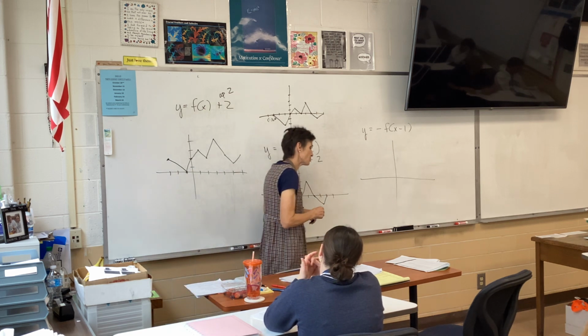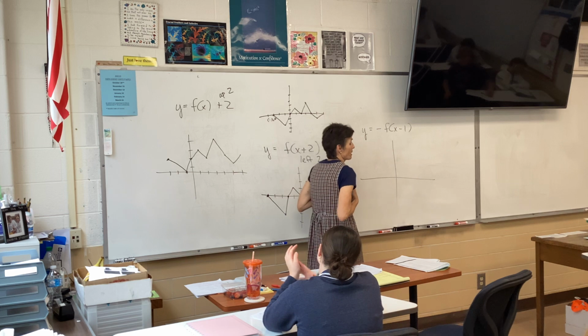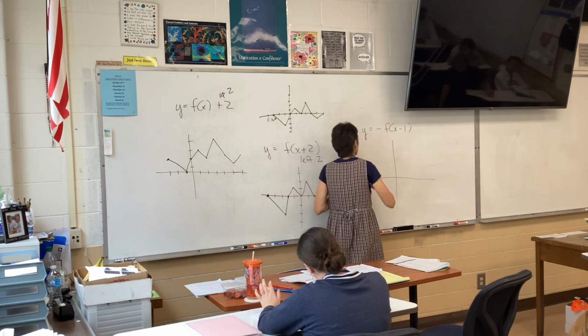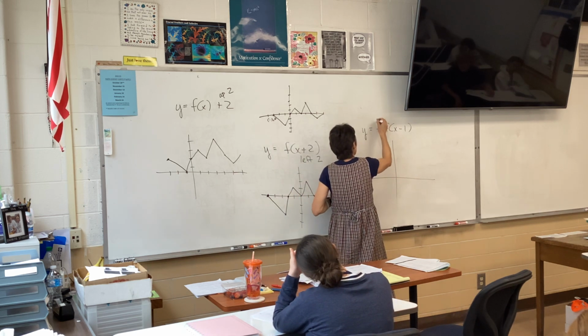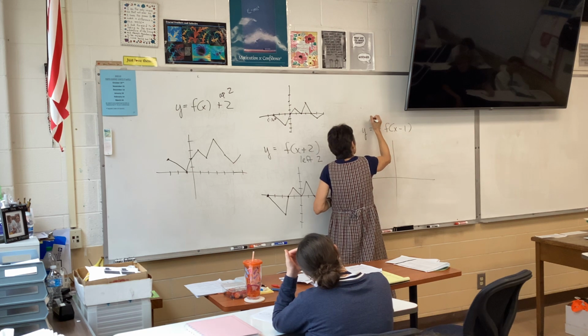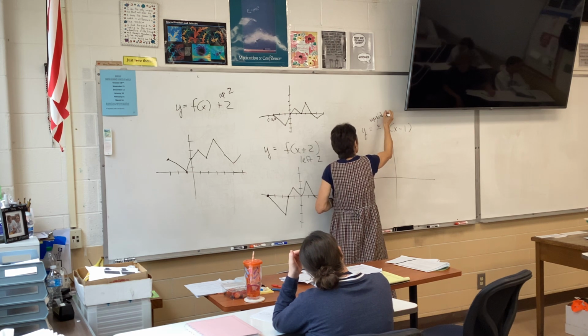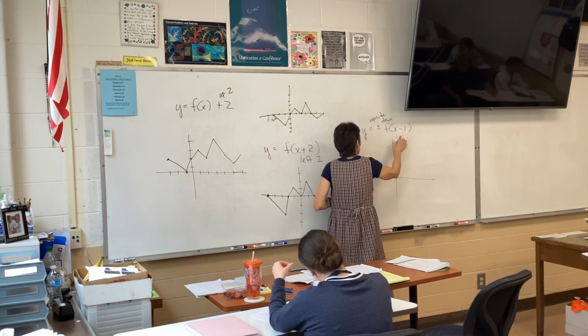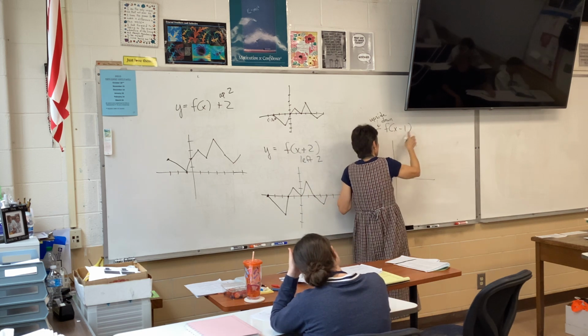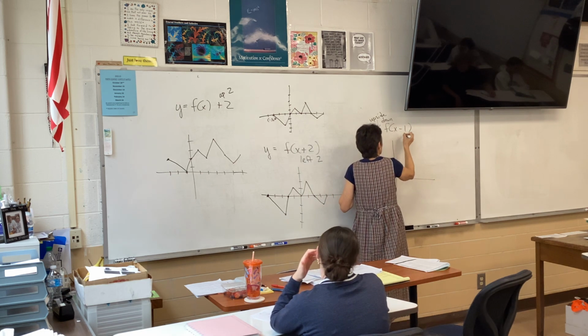All right, this next one is, for me, going to be 2 steps. What's changing in this problem? What's happening? What does this negative do? Upside down. And what does this x minus 1 inside parentheses do? Right.